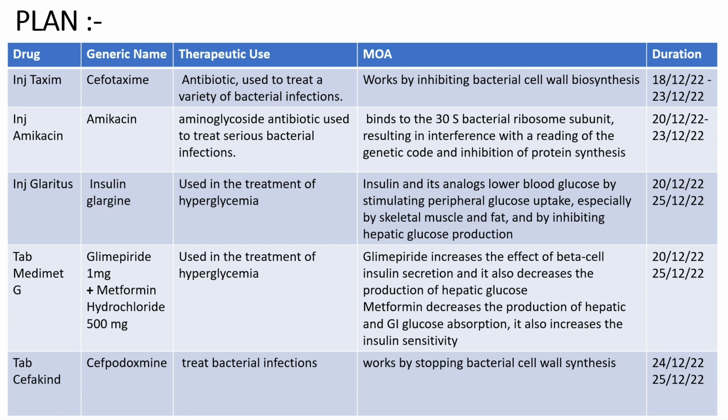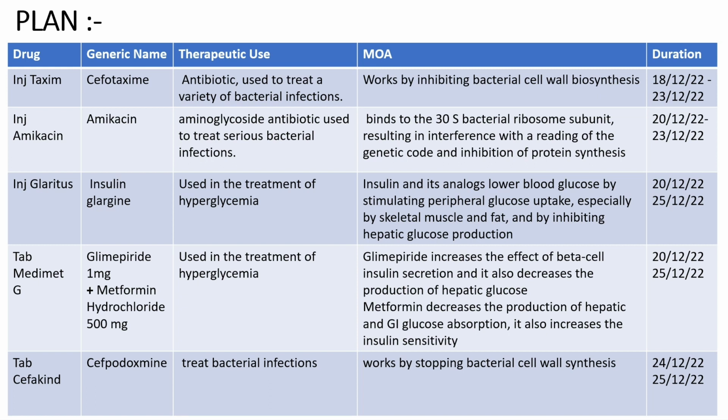And injection Glaritas is insulin glargine. Its therapeutic benefit is that it is used in the treatment of hyperglycemia. As the patient has diabetes, this was the medicine he was taking previously, before surgery, and it was also given after surgery. Insulin and its analogues lower blood glucose by stimulating peripheral glucose uptake, especially by skeletal muscles and fat, and by inhibiting hepatic glucose production.